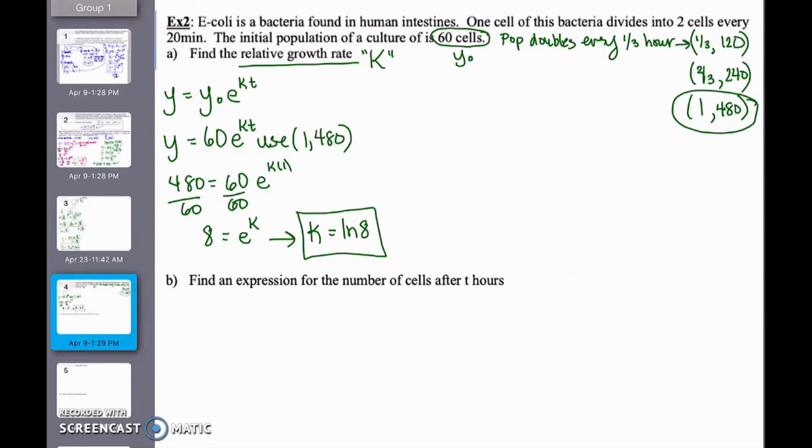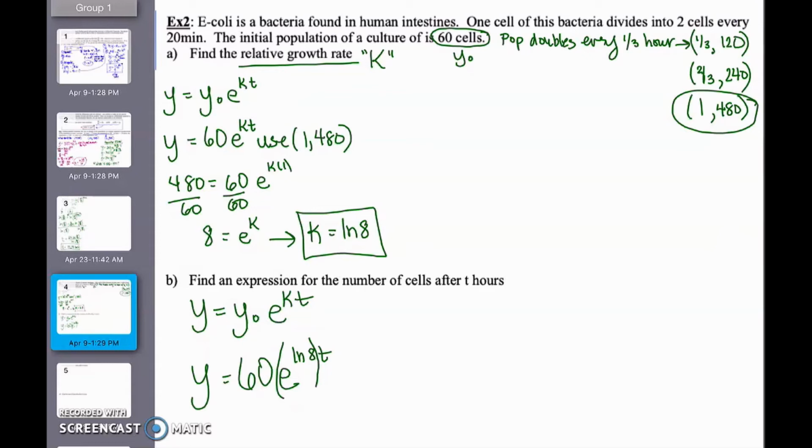So now part B wants us to find an expression for the number of cells after t hours. That just means write the exponential growth model, because we have the initial condition and now we've solved for our k value, so we have everything that we need. This is our model, right? y equals y naught times e to the kt. So now we just plug in our y naught and we plug in our k. And our answer for part B is going to be y is equal to 60 times e to the ln 8 times t. And you might want to put parentheses around that e to the ln 8, okay? Just to remind yourself that ln 8 and t are being multiplied.